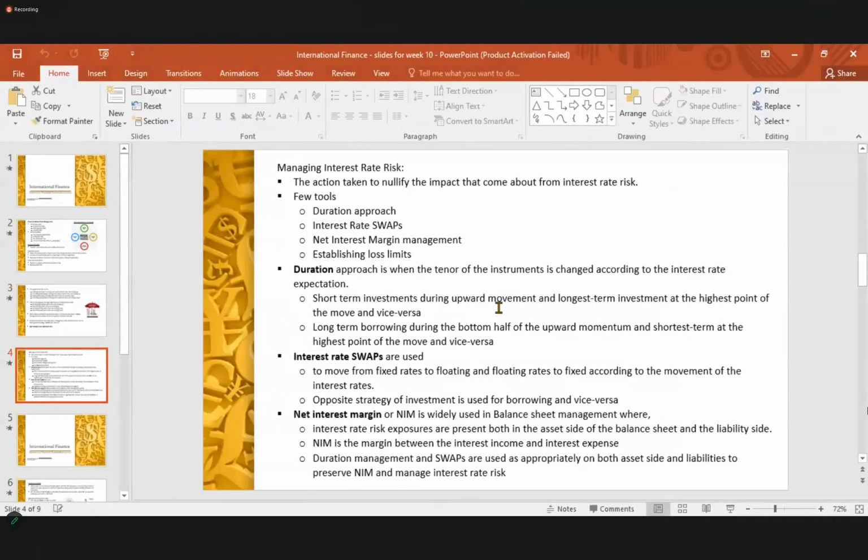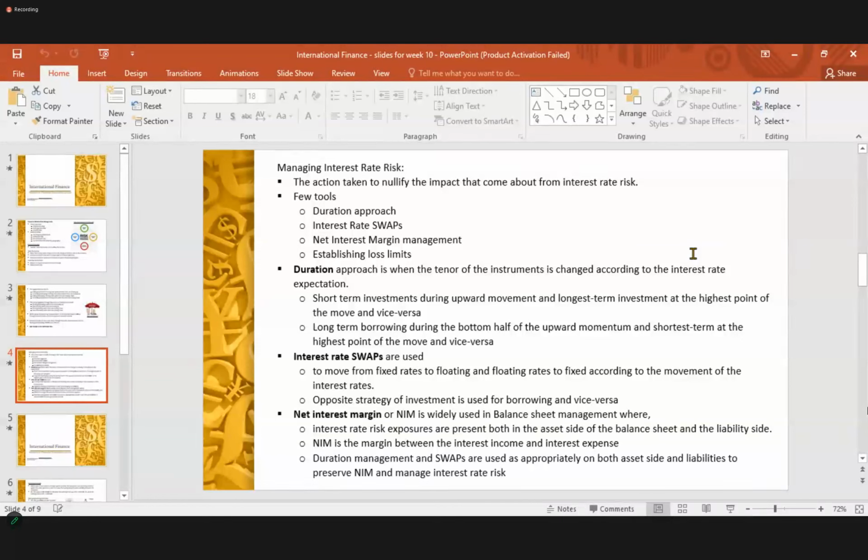And then we come to managing interest rate risk. There are a few tools in managing interest rate risk. I think we basically alluded to some of these things during the lecture also. Like we were saying, if the interest rates are falling, you have to go short term if you are a borrower. If you are an investor and the rates are coming down, then you have to lock in your investments to the longest term, and vice versa.